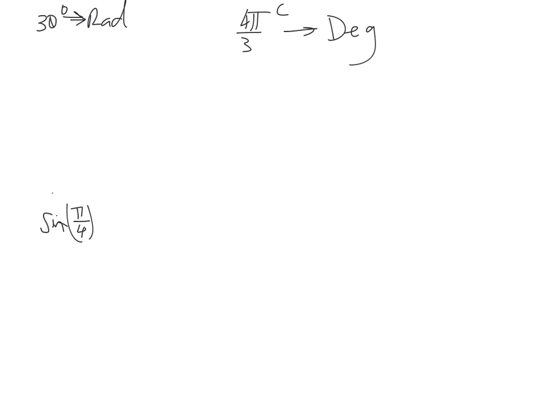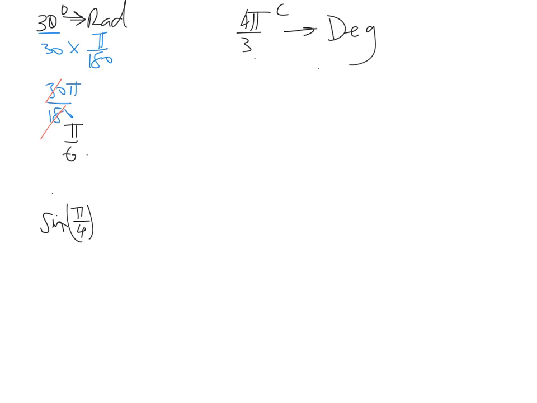So, to convert from degrees to radians, we take our number, our degrees, say 30, and we multiply that by pi over 180. So this now becomes 30 pi over 180. Now, the 30 and the 180 will simplify to 1 on 6, so we're left with pi on 6. So 30 degrees is pi on 6.